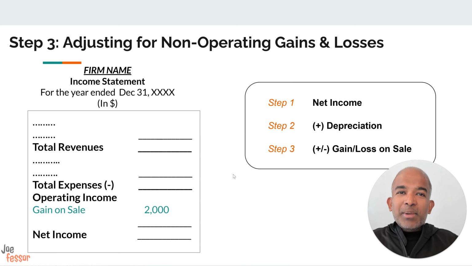The opposite logic applies to a loss on a sale. If the machine had sold for less than $6,000, then the resulting loss would have decreased net income. To reverse that negative non-operating effect, we would add the loss back. We are essentially ensuring that net income only reflects operating items before we move to the final adjustments.